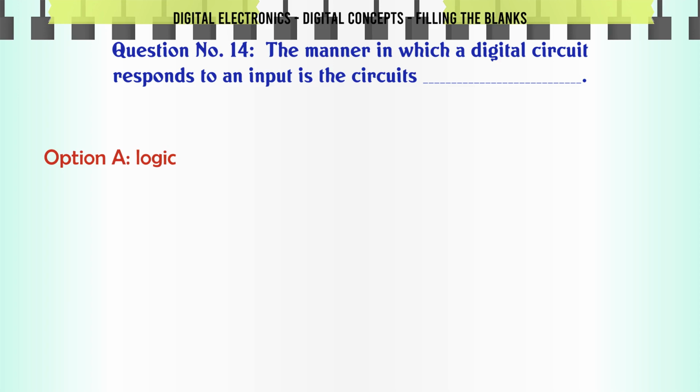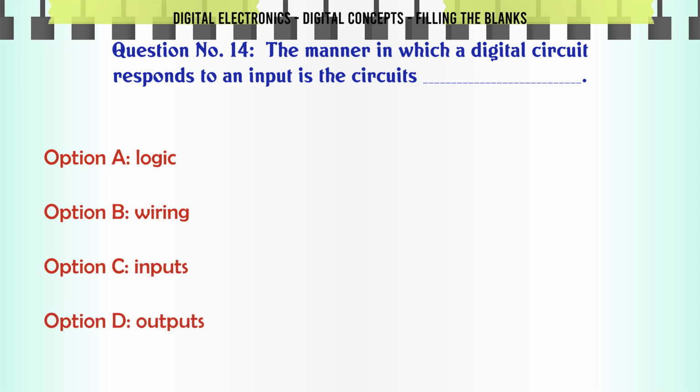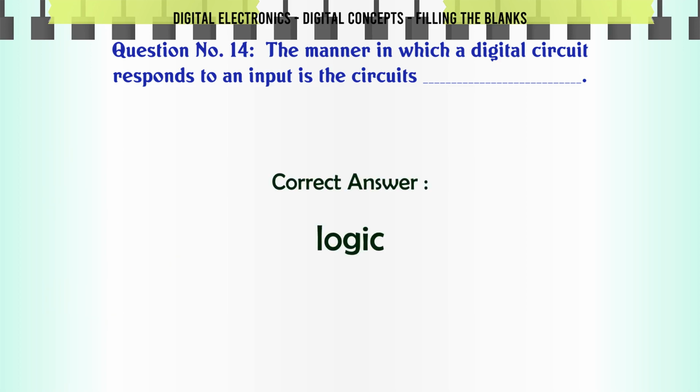The manner in which a digital circuit responds to an input is the circuit's A. logic, B. wiring, C. inputs, D. outputs. The correct answer is logic.